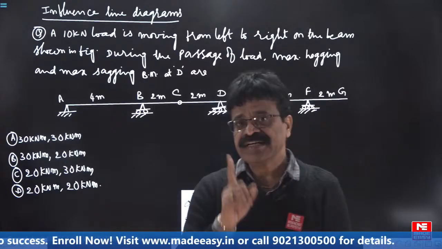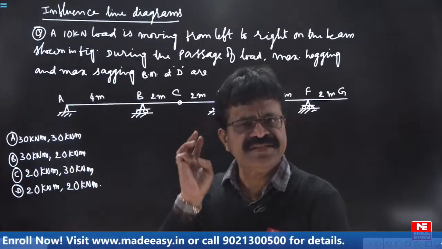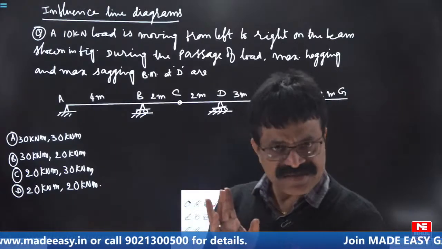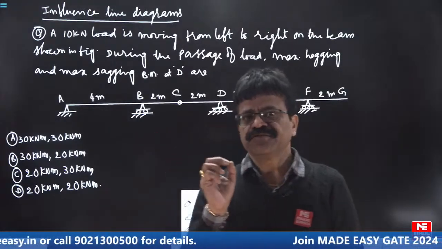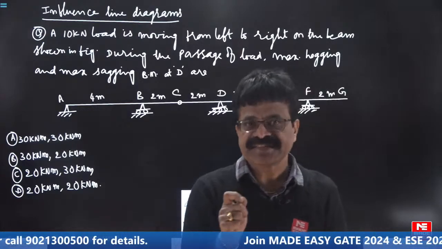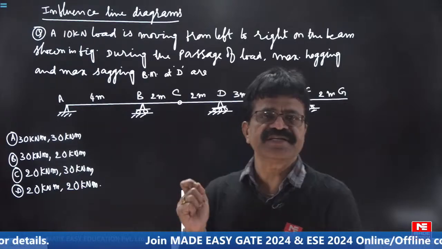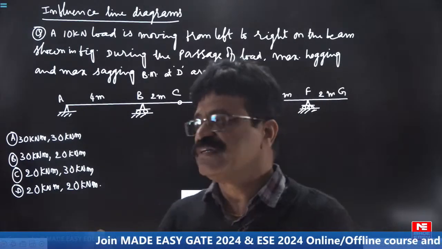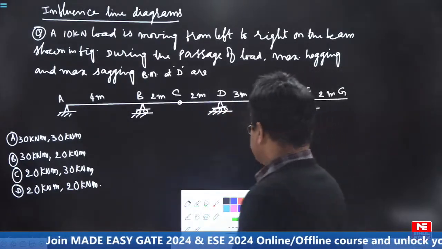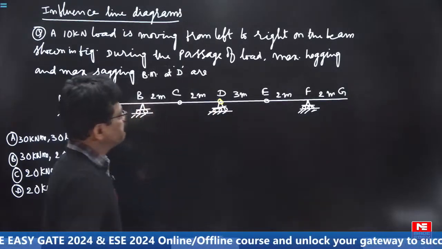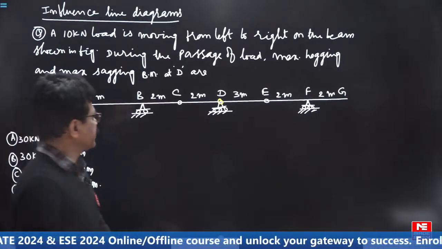If you want to draw ILD for bending moment at any section, whether it is a determinate or indeterminate structure, but it must be a linearly elastic structure, then what you have to do is release the moment at that section. Releasing the moment at that section means assuming an imaginary hinge at that section, and apply unit virtual rotation. So when you assume an imaginary hinge here, apply unit virtual rotation.